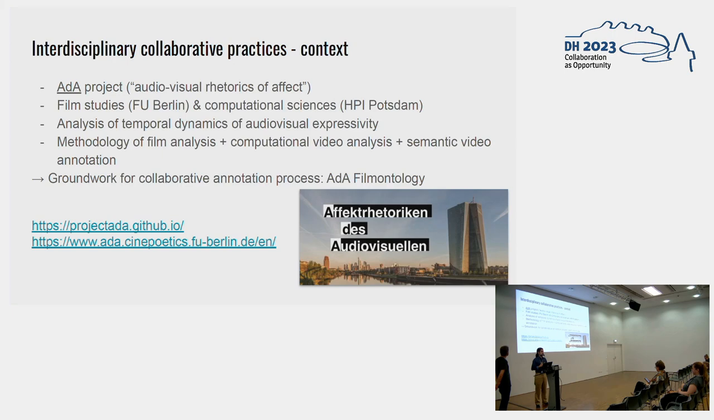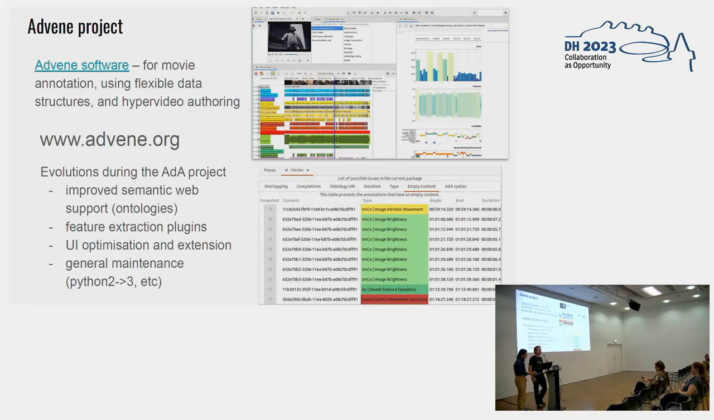And this then required the need for annotation software. It so happens that I'm the author of Advene software, which is a software for movie annotation and which started in feature movie annotations, even if it's not used for other aspects, but this was a perfect fit. During the project, we had to make some adaptations.